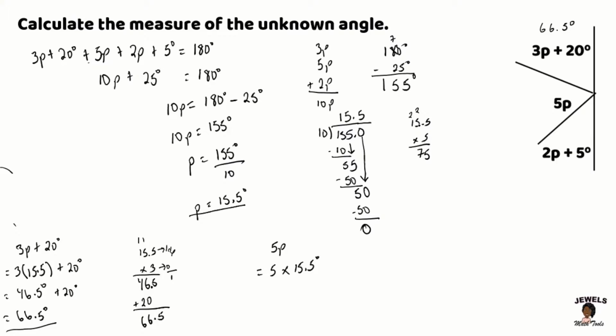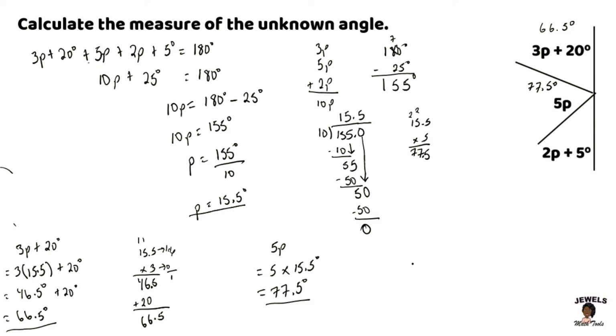Put the 7, carry a 2. 5 times 1 is 5, plus 2 is 7. We'll input our decimal points. And remember, with inputting your decimal point, it goes back to the same first step we did when we multiplied 15.5 times 3. So our 5p, 5 times 15.5 degrees, is equal to 77.5 degrees.